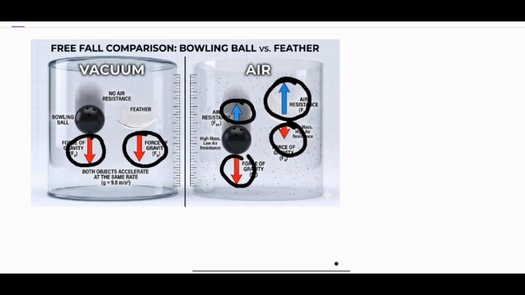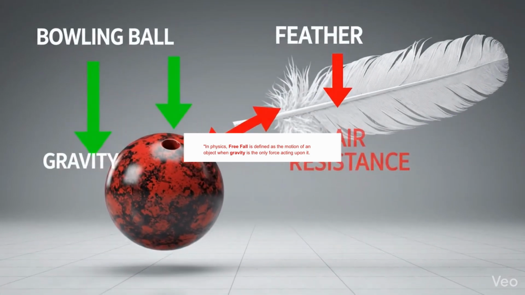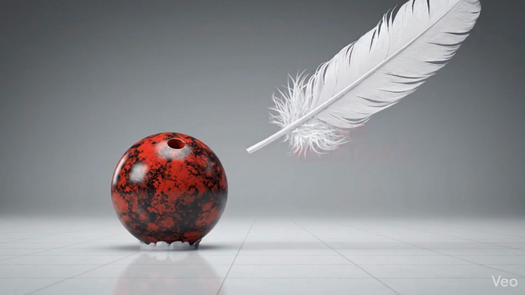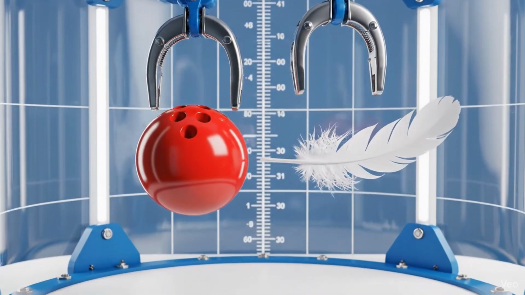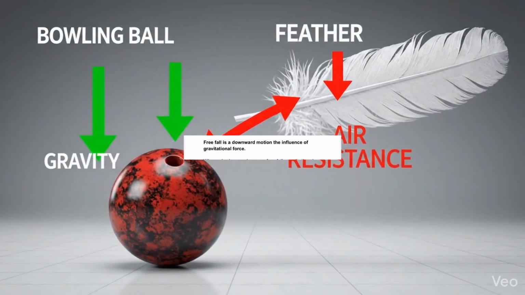During free fall, the frictional force due to air opposes the motion of the object, and buoyant force also acts on the object. In physics, free fall is defined as the motion of an object when gravity is the only force acting upon it. This means we ignore air resistance or friction.